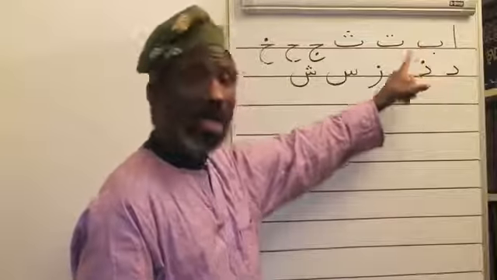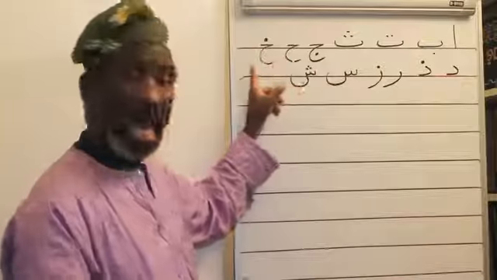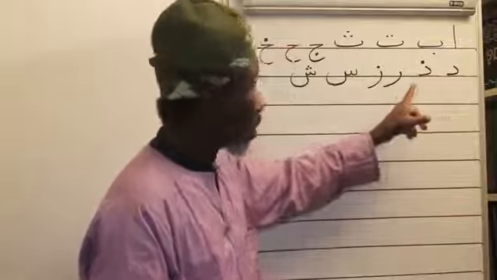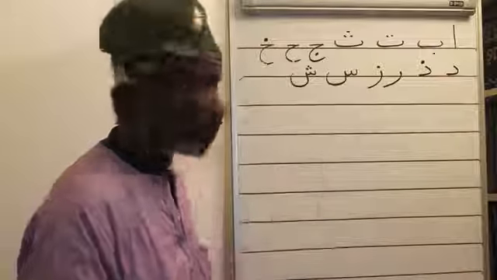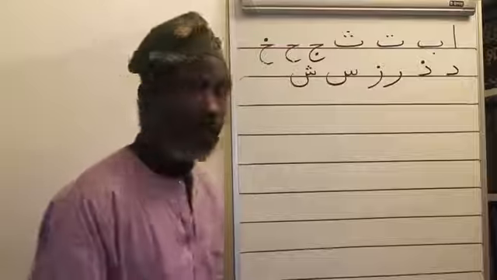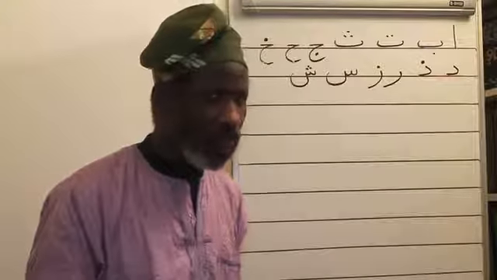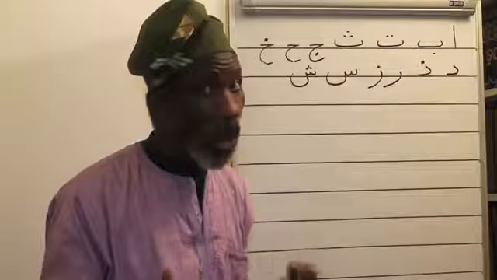Alif, ba, ta, tha, jim, ha, kha. Dal, val, ra, zain, sin, shin. Next family, also two in the family. You know, first one probably no dot. The second one probably one dot.